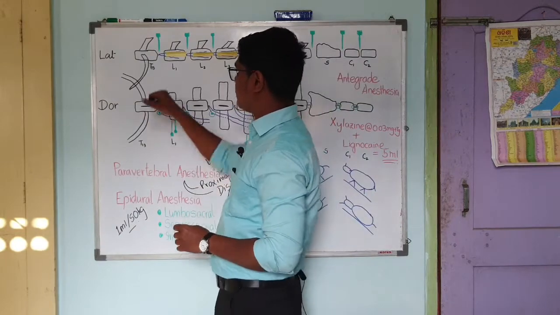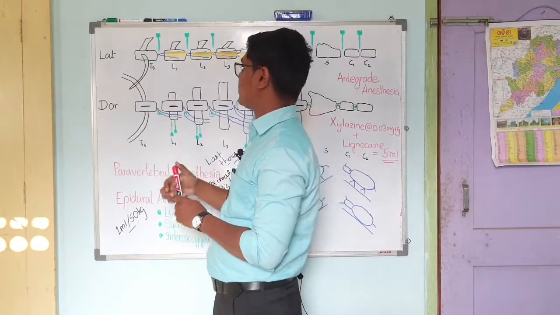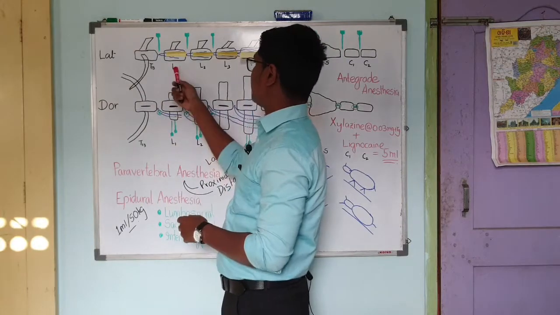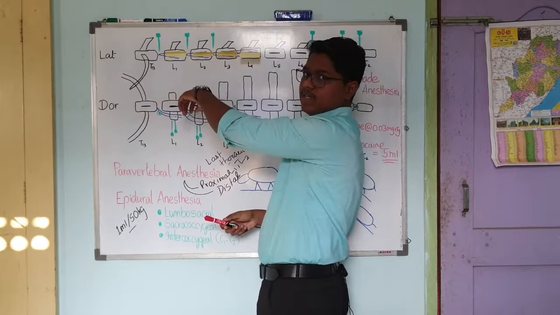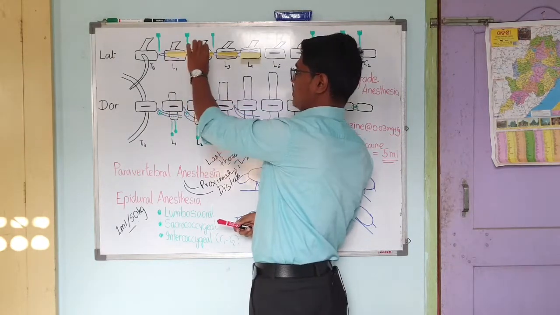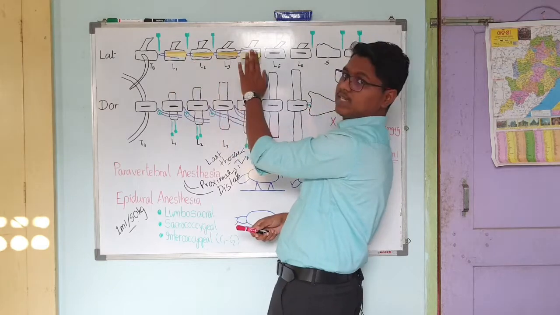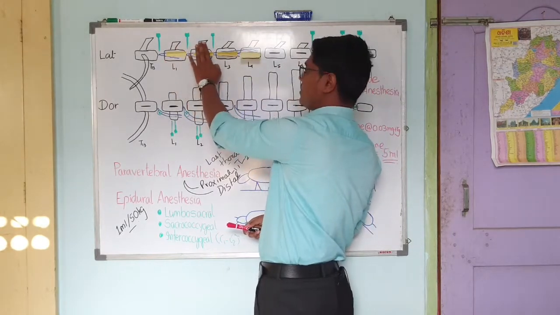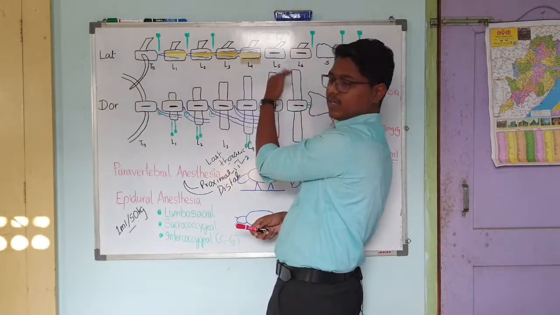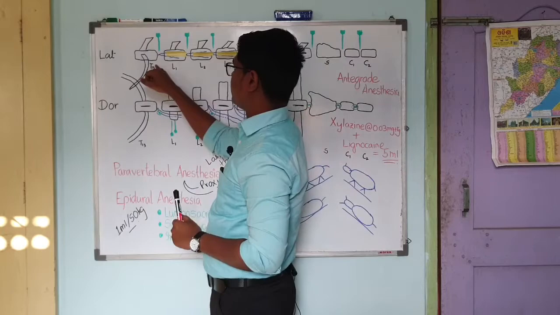You see T13, where the last rib attaches, is T13. Next is L1, L2, L3. These are the horizontal processes. This is the vertical process. The horizontal process increases towards L6. This was smallest, then a little higher, and it goes on increasing. You see, this is the T13 vertebra.